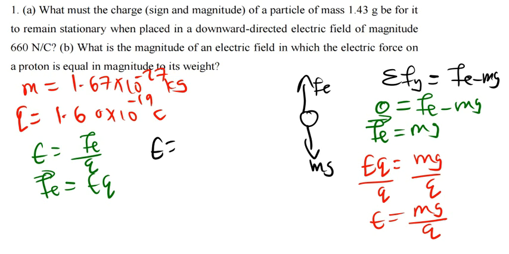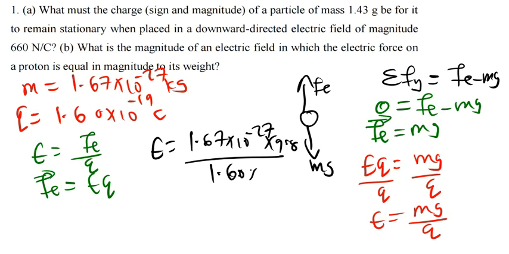So this will be equal to, the mass is 1.67 times 10 to the power negative 27 times 9.8, divided by the charge, 1.60 times 10 to the power negative 19. So the electric field for this proton is going to be 1.67 times 10 to the power negative 27 times 9.8, divided by 1.60 times 10 to the power negative 19.